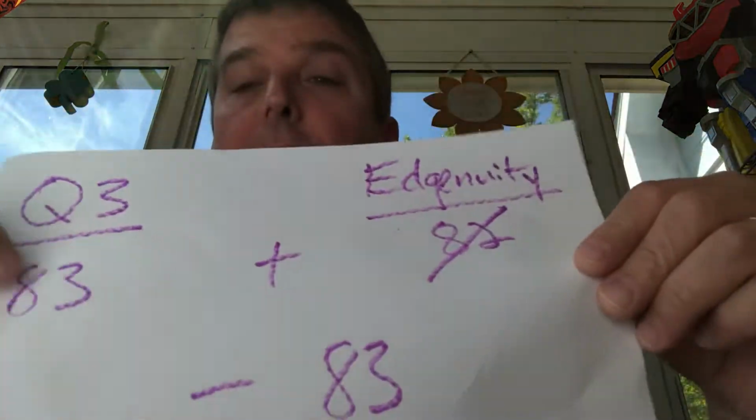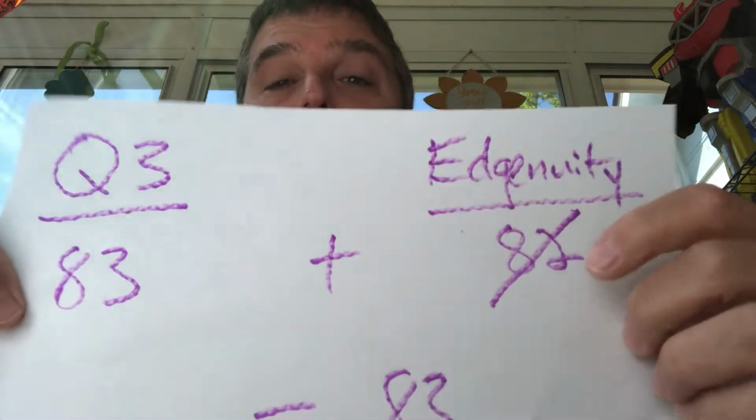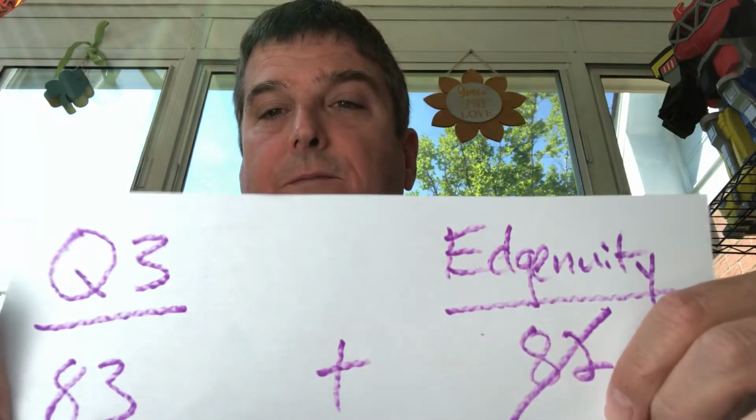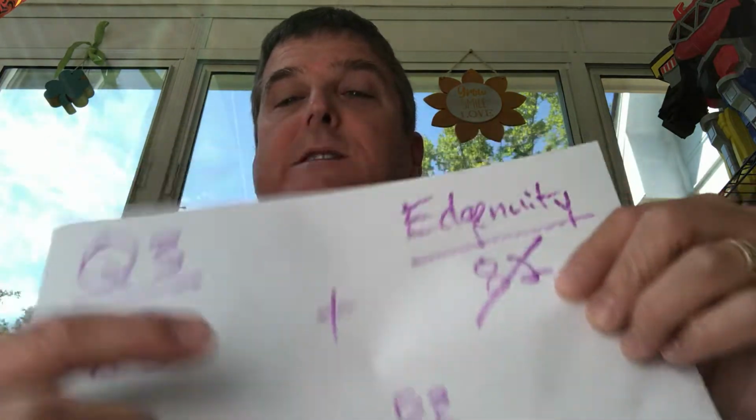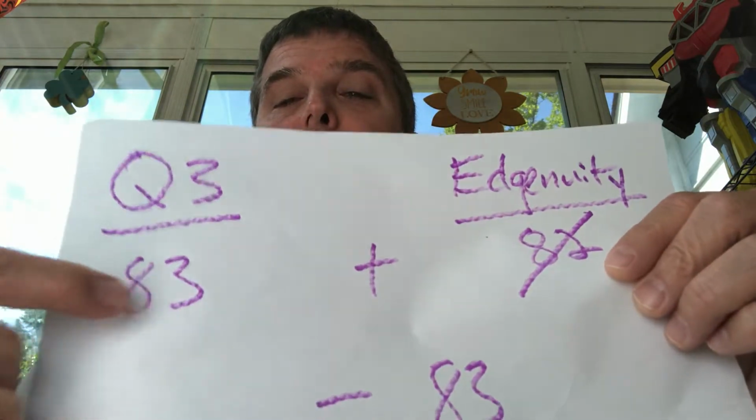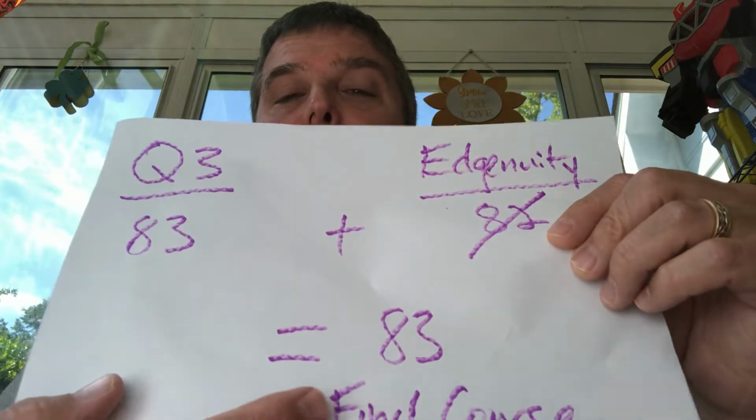So let's look at it. If you had an 83 Q3 grade, but only did 82% of your Edgenuity work, then I would not average that in because it would bring your average down. So you'd end up with an 83, right? We've been instructed to grade only on a value-added basis. In other words, only stuff that will help. So that would be the situation.